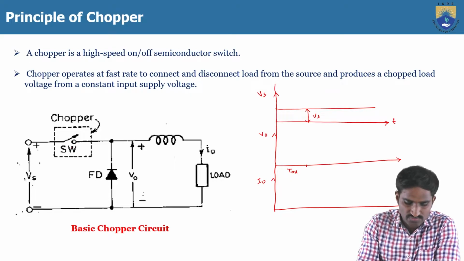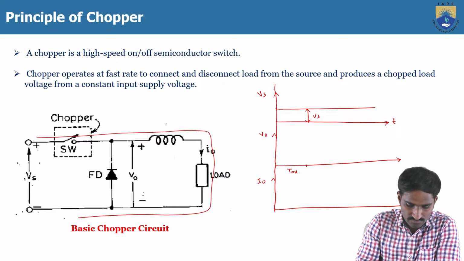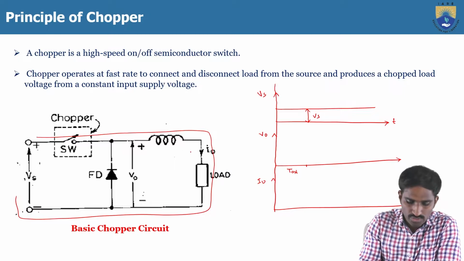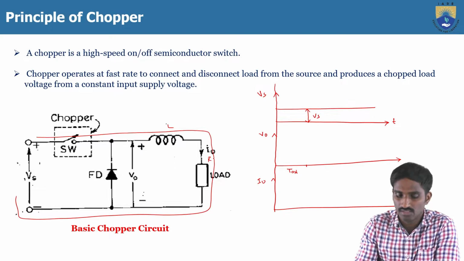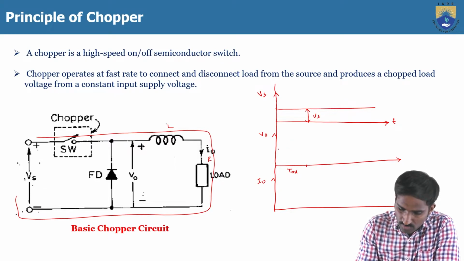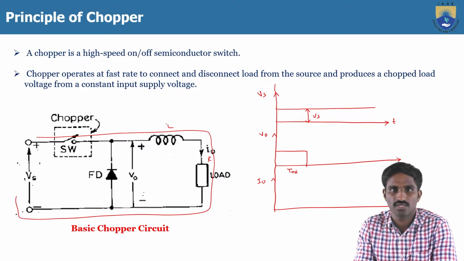During this time when the switch is turned on, the load current will flow from here to here, like this. So whatever the voltage Vs that you apply, you will get the total voltage across this load. Let me consider this is L and this is an RL load. The same amount of voltage Vs that you have applied, you will get across the load.